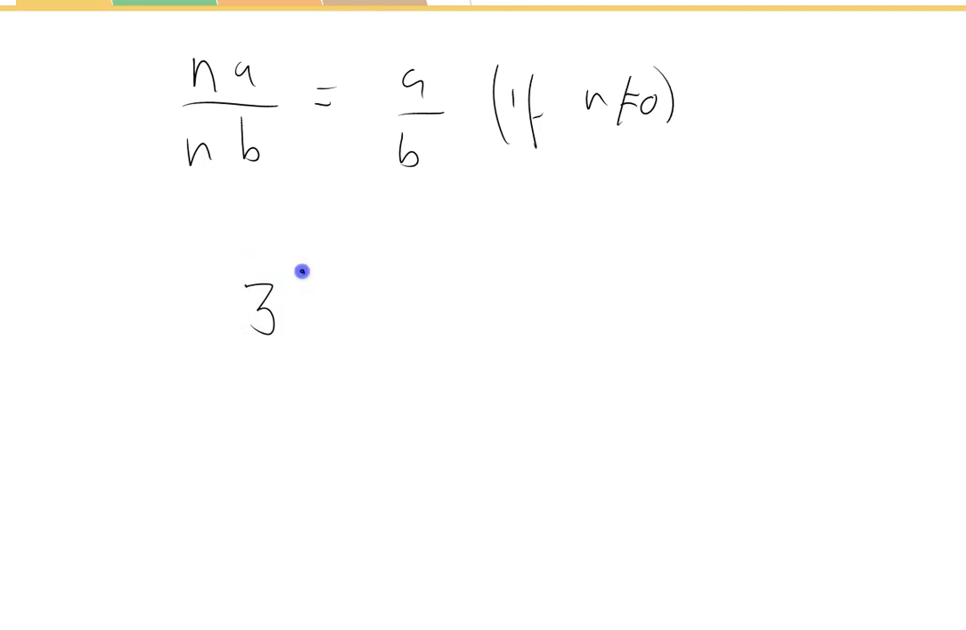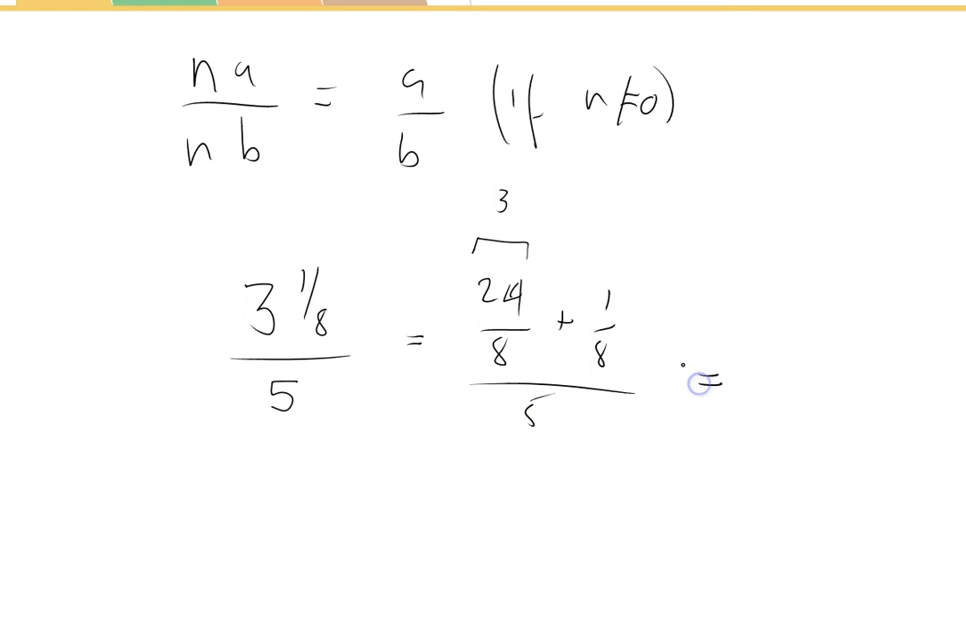Let's just say I have 3 1/8 divided by, let's say, 5. Well, it's not entirely obvious how to do that. However, what we can do is this. We can say 3 1/8 divided by 5. So I can say 3 1/8 is equal to 24/8 plus 1/8, so this whole thing is 25/8 over 5.